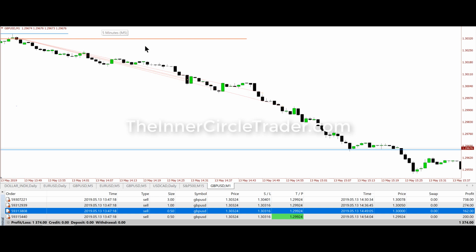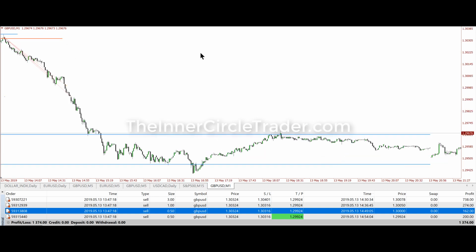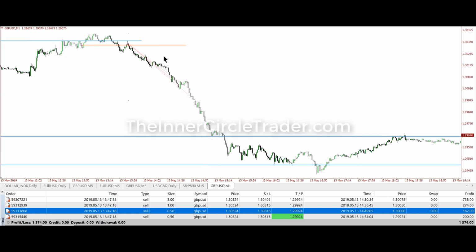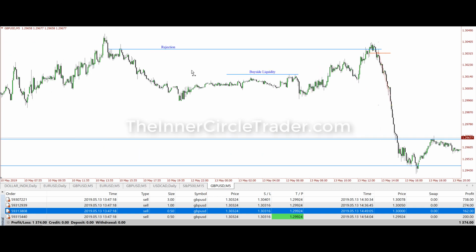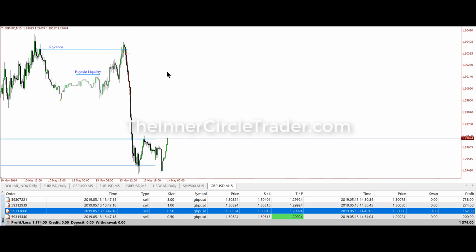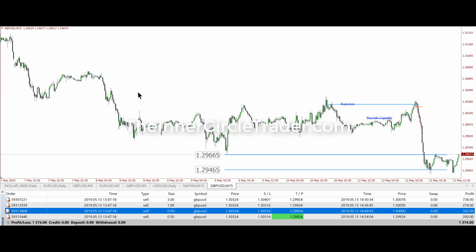So if we zoom out, here's the entry, and here is all the grouping for me taking profits. You got one here, you got one here, looks like you got one in here, and one in here. If we drop to a 5-minute chart, 15-minute chart, you can clearly see these equal lows here.